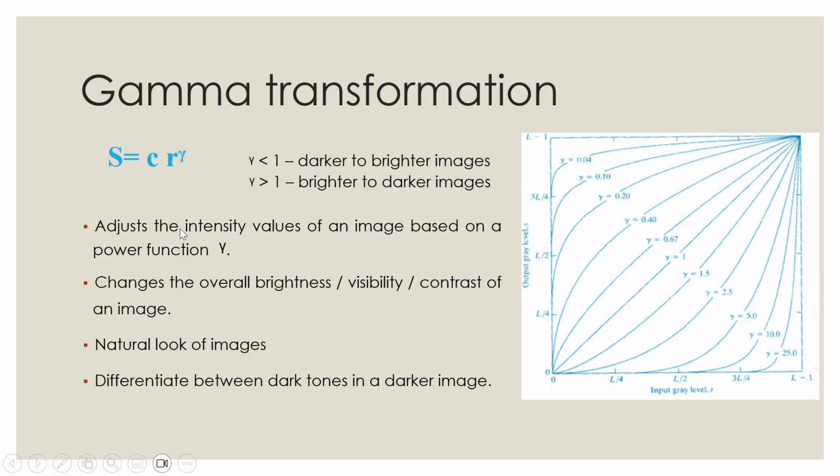It adjusts the intensity values of an image based on the power function gamma. So it changes the overall brightness, visibility or contrast of an image. It is a type of power law transformation. The advantage of this gamma transformation is that the natural look of the images is maintained. It differentiates between the darker tones in a darker image.